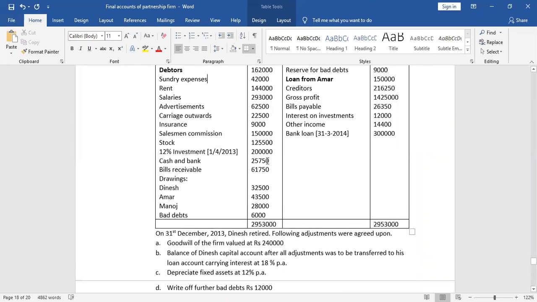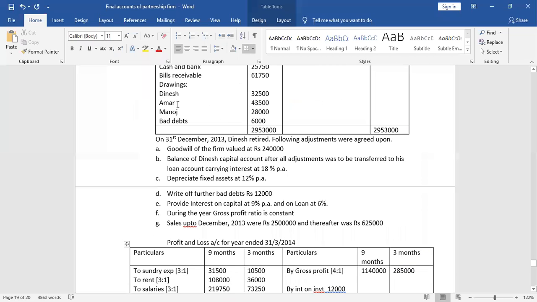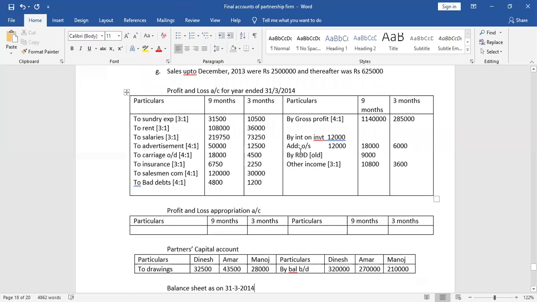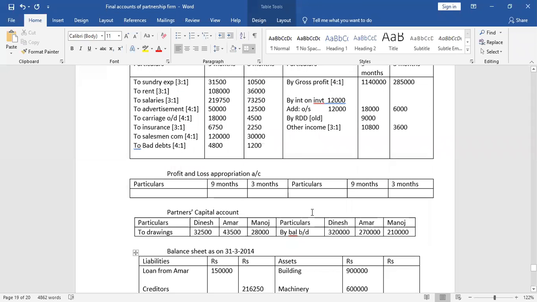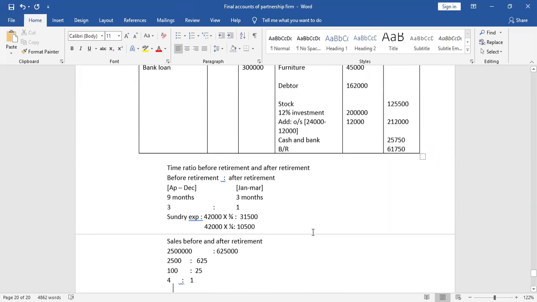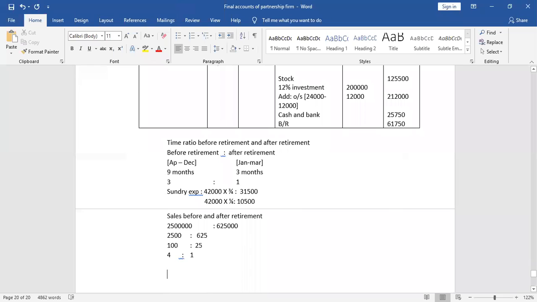Now we come to the adjustments. On 31st December 2013, Dinesh retired. Following adjustments were agreed upon. So Dinesh retired from business, and what is the first adjustment? Goodwill of the firm valued at rupees 2,40,000. It is not brought in cash. It is goodwill of the firm.